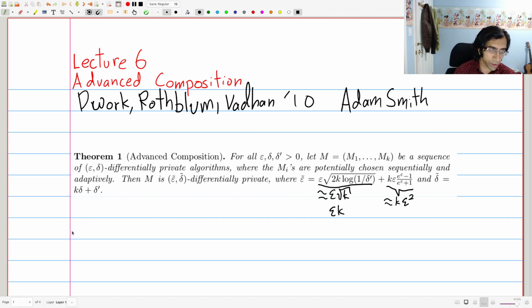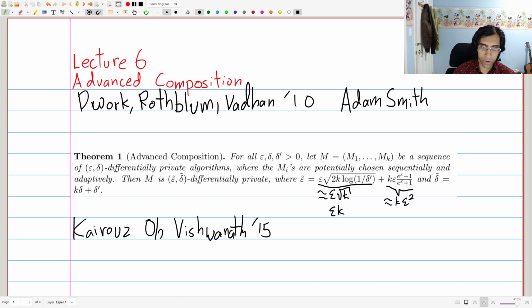And in fact, it's been pushed to the limit in a result by Kairouz, Oh, and Viswanath from 2015. They provide an optimal composition theorem for differential privacy. In particular, this focuses on the case where all the epsilons and deltas are equal to the same value, but you can also imagine that you can handle more general cases where they may not necessarily be the same.